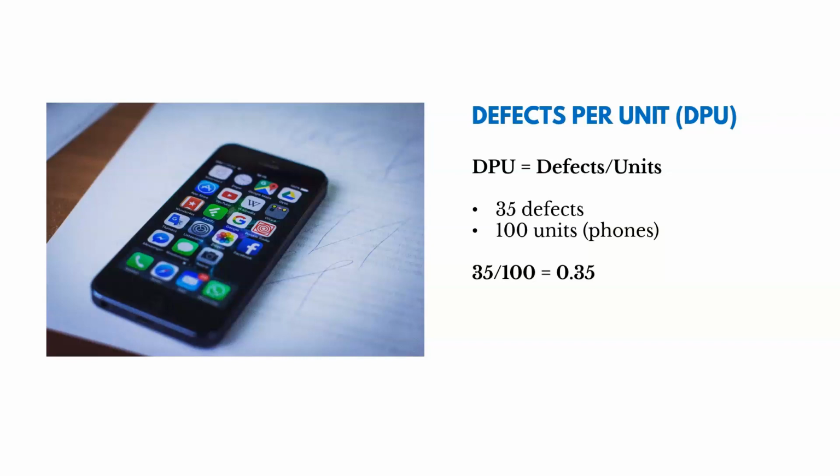And across those 100 phones, or 100 units, we have 35 defects. So we're going to say 35 defects divided by 100 units. It's going to be 0.35. Our defects per unit is going to be 0.35.